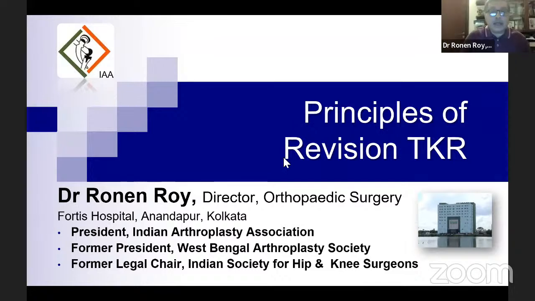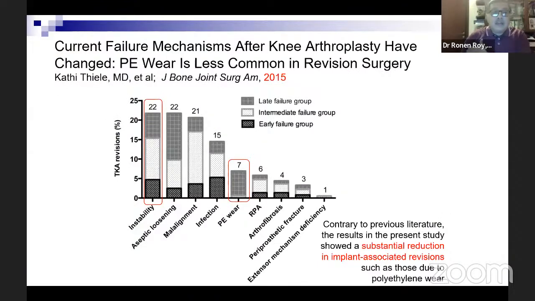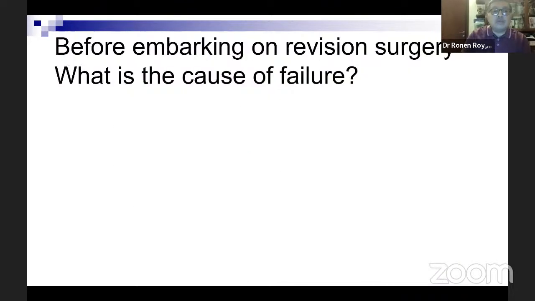Sorry, I was muted. I'll be talking about the principles of revision so that you can have an overview of the whole situation. And then we'll be handling the different cases in the different scenarios. The current failure mechanisms, as you see, unlike in the past, are mainly instability, aseptic loosening and malalignment, followed by infections. And polyethylene wear, which was common earlier, is now no longer the main cause of revision.